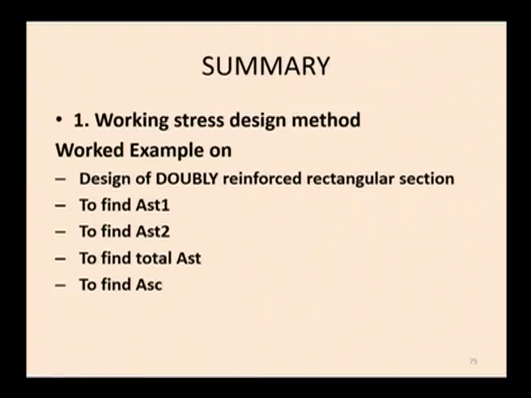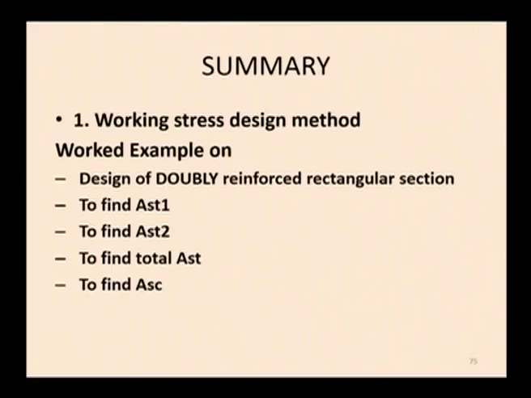Since it is a doubly reinforced section, we need to find out the area of steel required at the tension zone as well as at the compression zone. In the case of the tension zone, it consists of AST1 and AST2. AST1 is used to find the area of reinforcement required for the balanced singly reinforced section, and AST2 is used to balance the reinforcement which is provided at the compression zone.